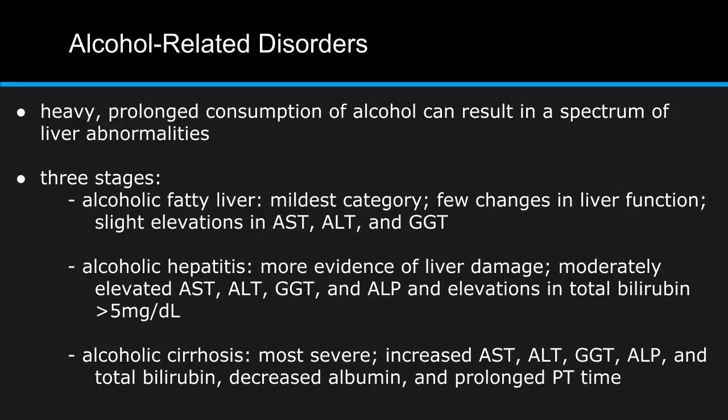The prognosis associated with alcoholic cirrhosis is dependent on the nature and severity of the associated conditions, such as gastrointestinal bleeding or ascites. Laboratory abnormalities include increased liver function tests, AST, ALT, GGT, ALP, and total bilirubin, decreased albumin, and a prolonged prothrombin time. A liver biopsy is the only method by which a definitive diagnosis may be made.